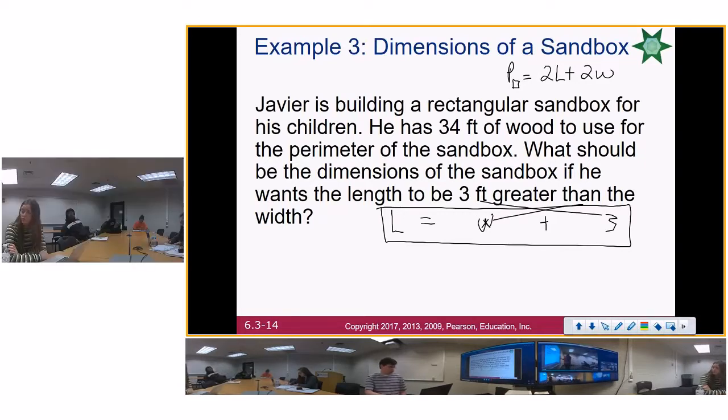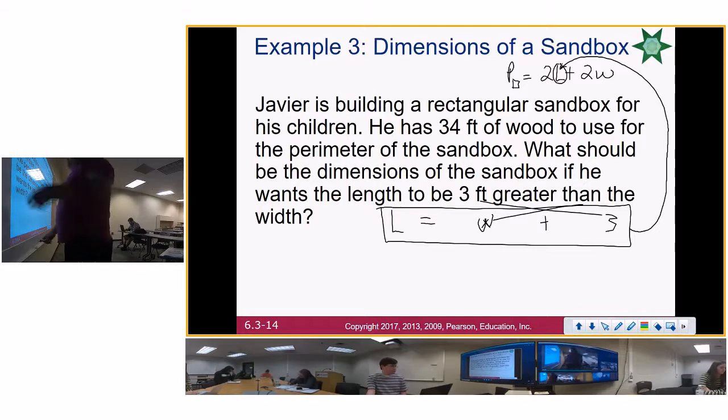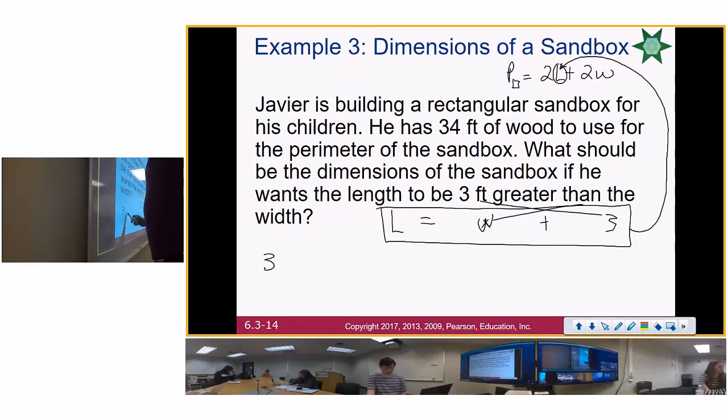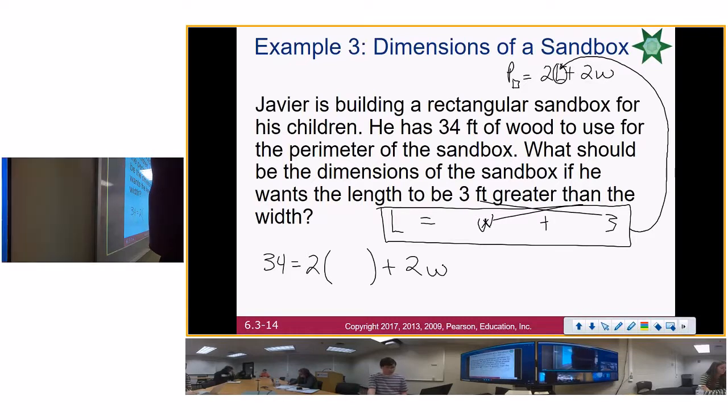You're going to plug it into the original equation, Hubert. That's right, class. Plug it in right there. So do it. I'll write it down for you, but I'm going to let you do it. So 34 is equal to 2 parentheses plus 2W. I have to say W because if I say it another way, some people don't understand what I'm talking about. So that would be W plus 3.